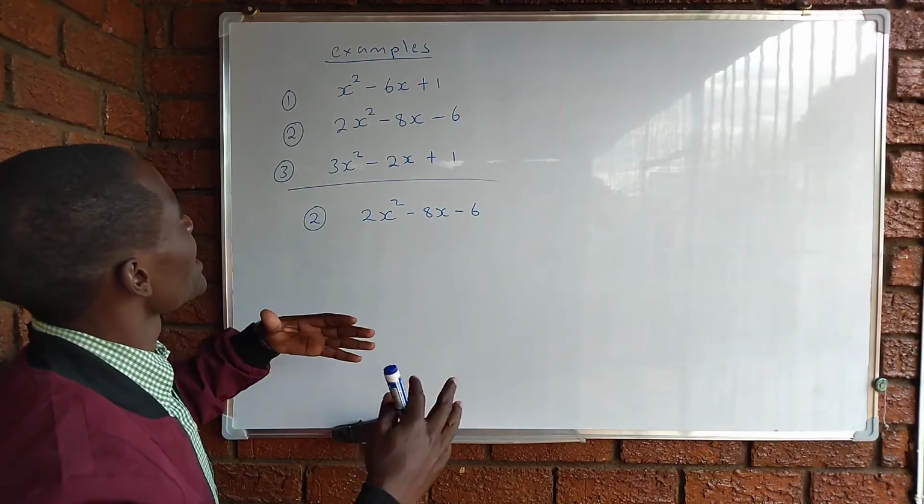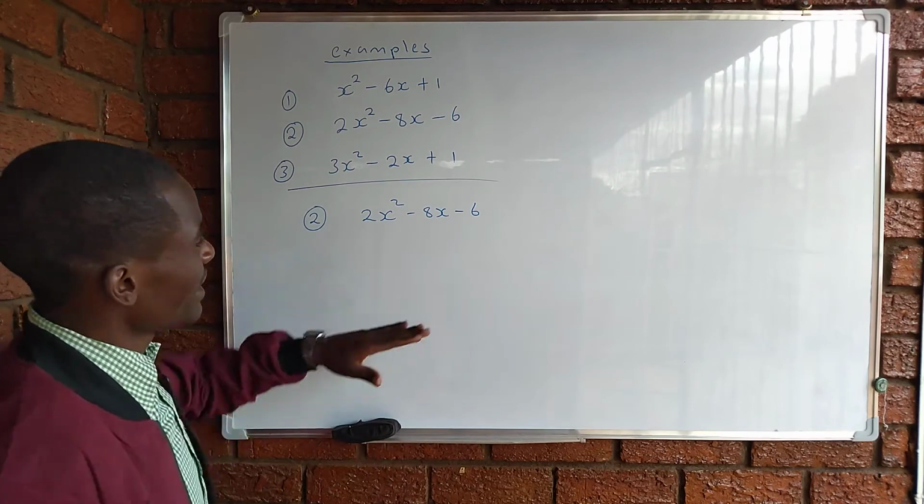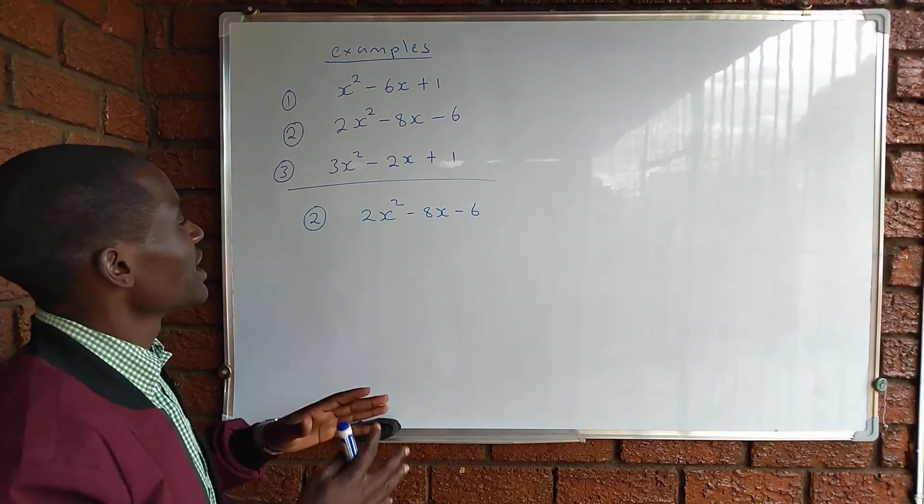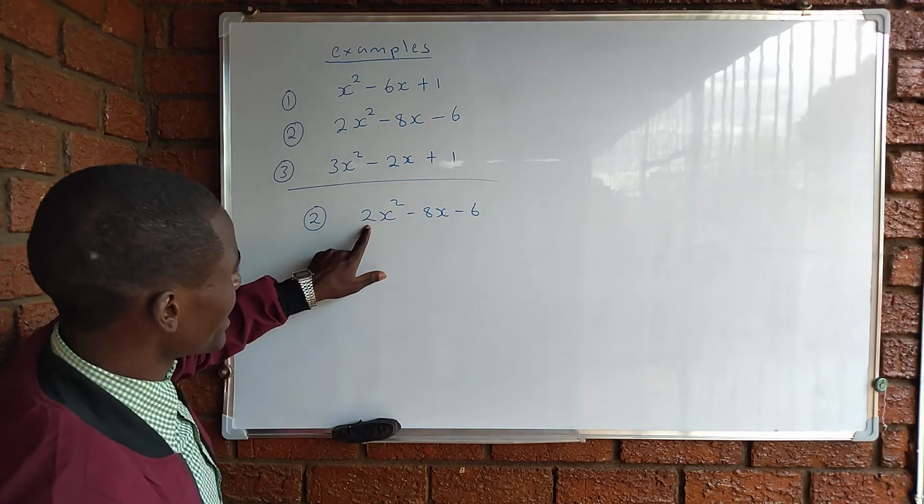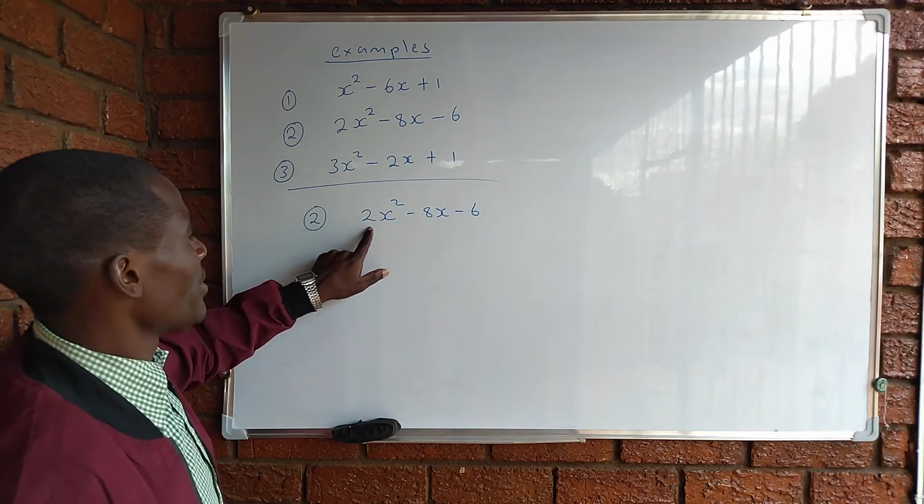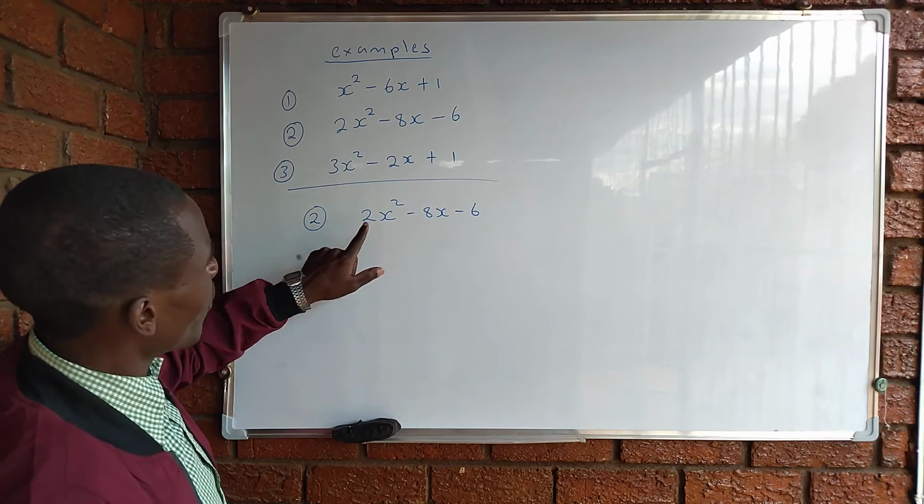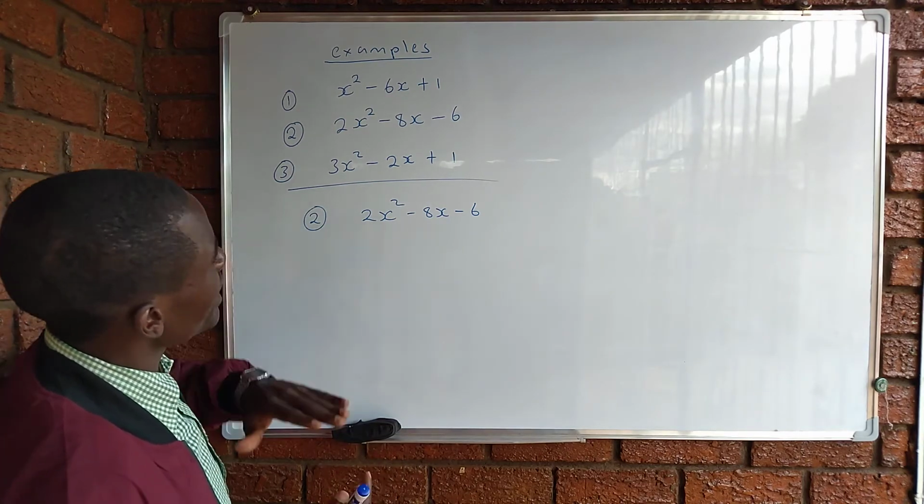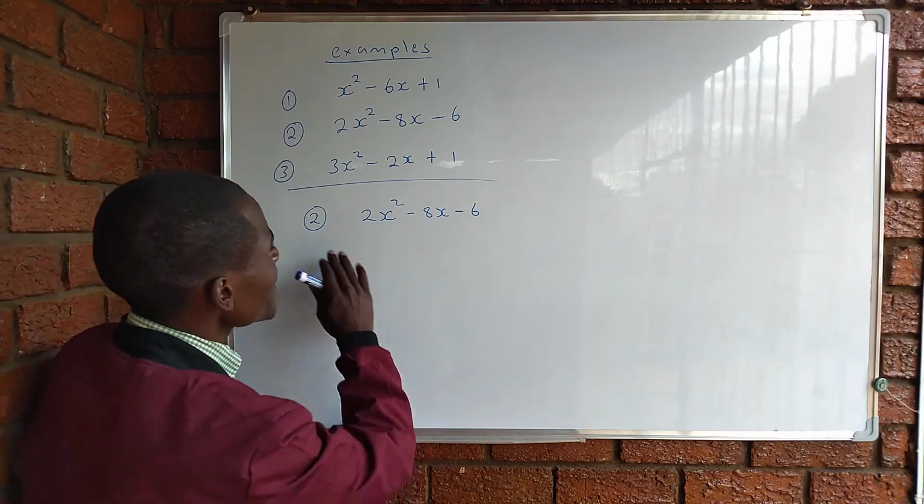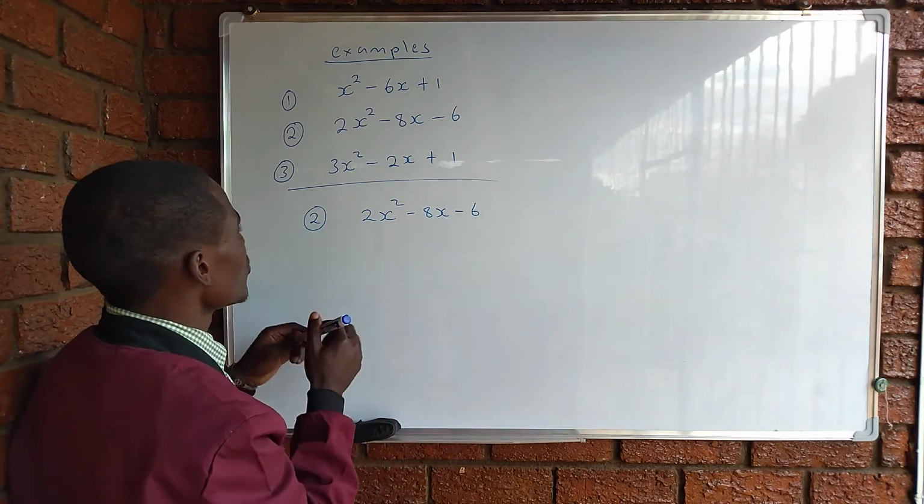Previously we started with examples where the coefficient of x squared is 1. In this case the coefficient of x squared is not 1, it's 2. So the first stage is to factor out 2 so that 1 remains here, so that we can complete the square. As we said, we make sure that the coefficient of x squared is 1. So now the first stage is to factor out 2.